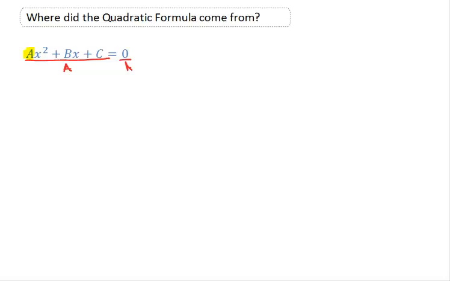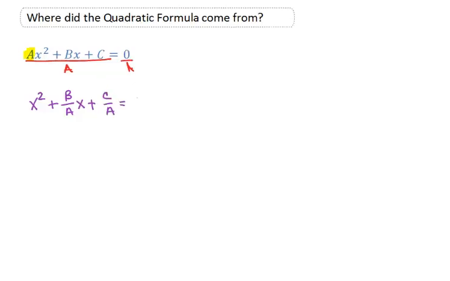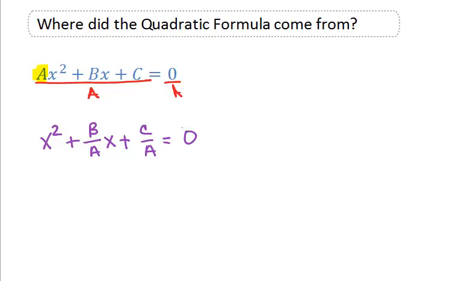So on the left, my ax squared over a cancels out to give me x squared. I have bx over a, or just b over a x, plus my c over a. On my right, 0 divided by a gives me 0. So there I have finished my first step by making my leading coefficient 1.